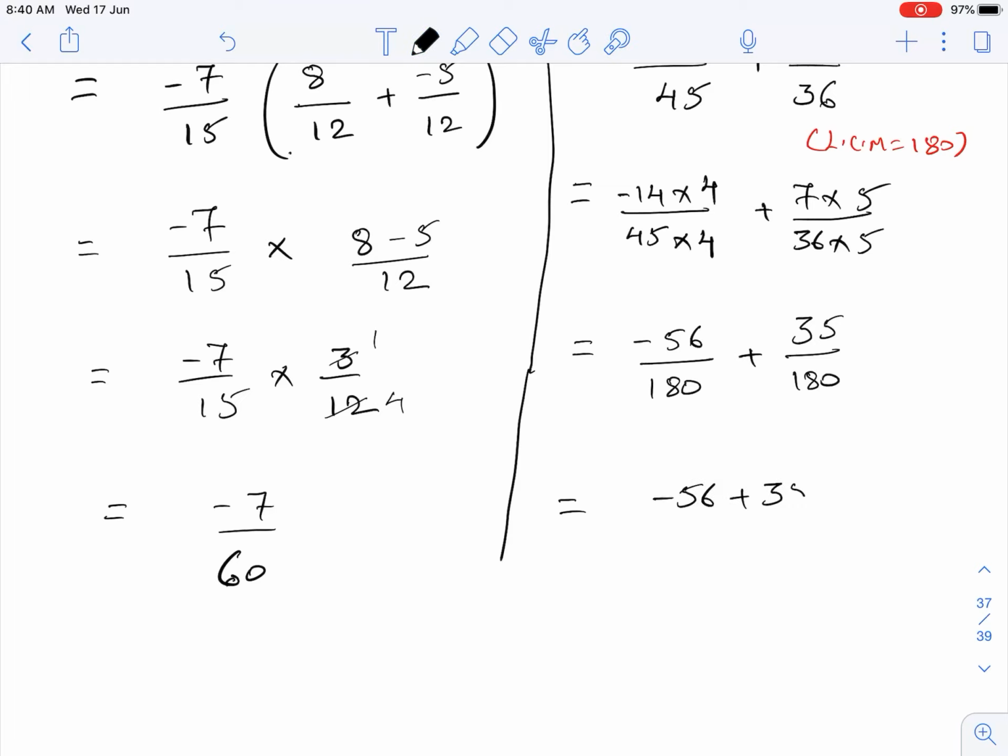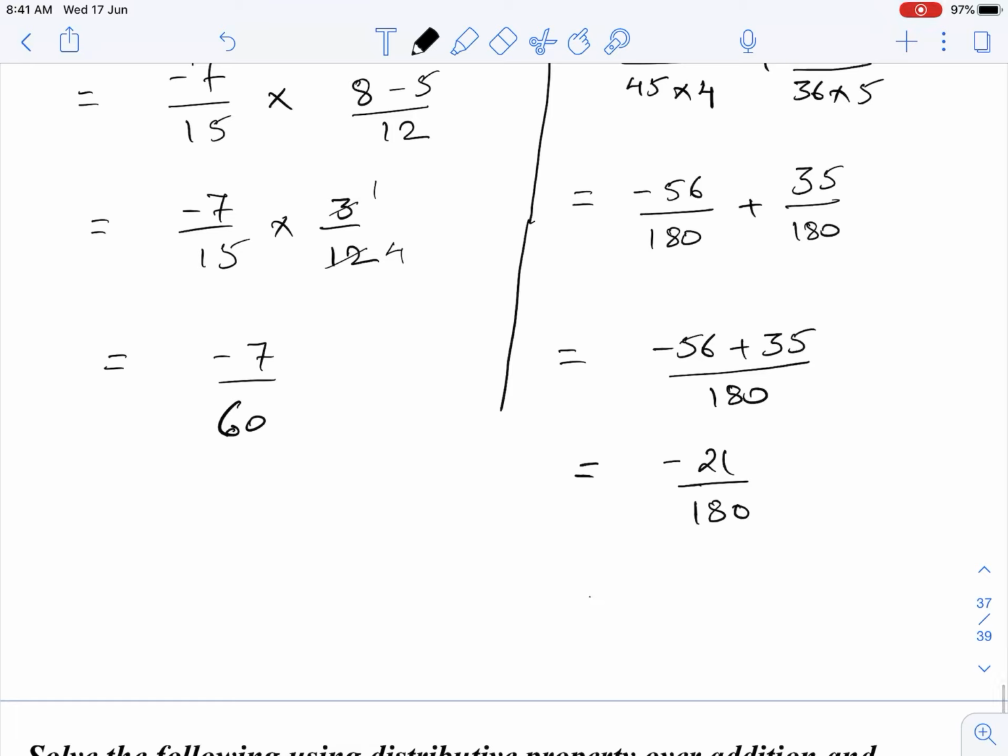So next step you will get minus 56 plus 35 upon 180. Now this 56 and 35 have opposite signs, so we have to do a subtraction. 56 minus 35 will be 21 upon 180, and the sign of the greater number is minus, so we will write minus here.